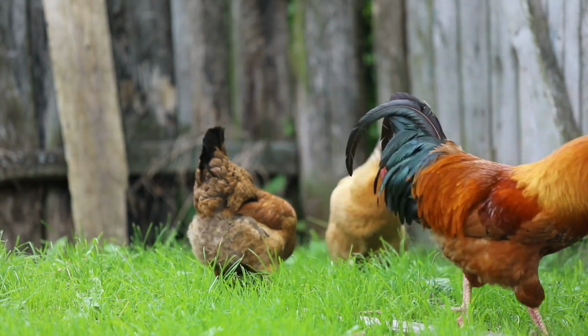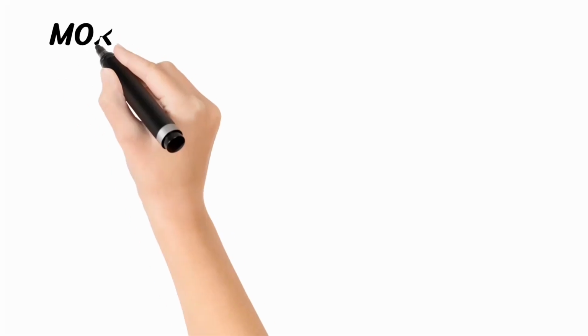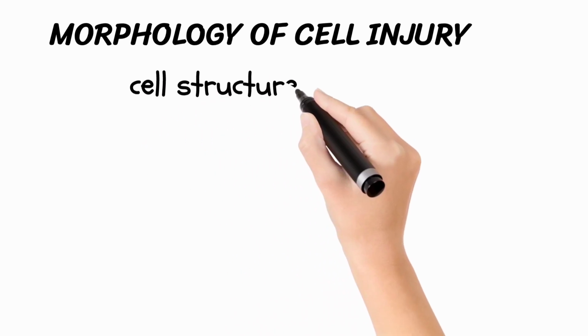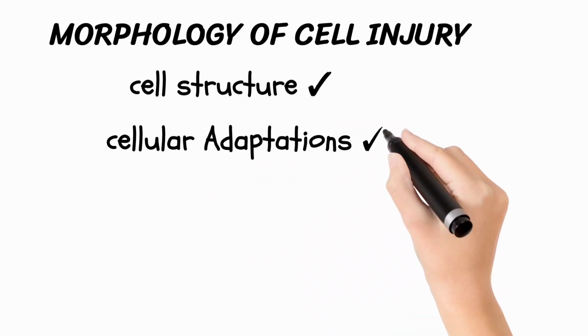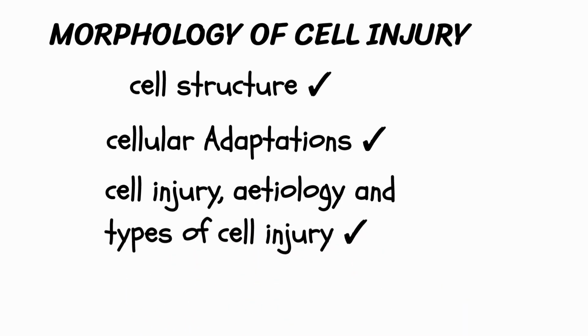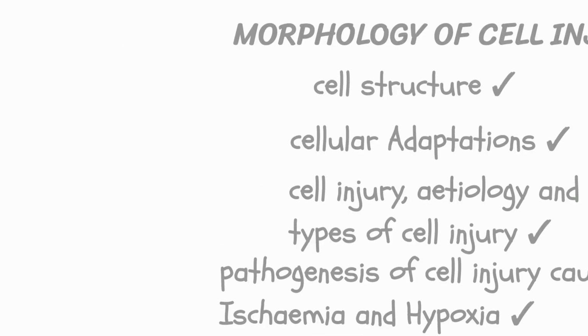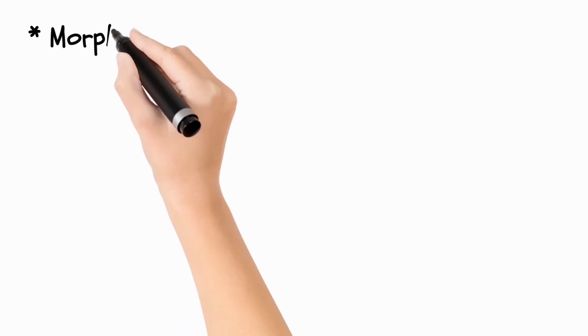In today's video, I'll be talking about the morphology of cell injury. This is the last subtopic under the topic cellular adaptations and cell injury. I've talked about cell structure, cellular adaptations, cell injury, etiology and types of cell injury, and pathogenesis of cell injury caused by ischemia and hypoxia. The link to the videos is in my description box. Today I'll be talking about the morphology of cell injury.